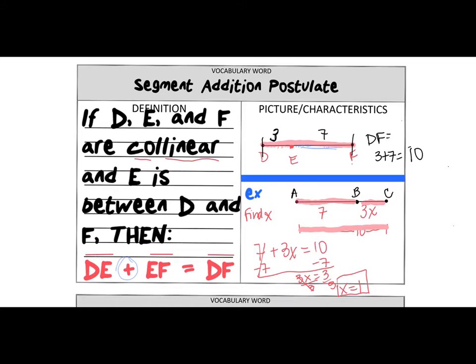Just warning you, in geometry, you're probably always going to take it one more step. What if you were to find BC? If you had to find the measurement of BC, so I'm going to put a little m here for measurement, you would have to take the 1 and plug it back in. A lot of times in geometry, you're plugging stuff back in. So you take x equals 1, plug it back in here, which is a 1. 3 times 1 is 3. And you would put that in.